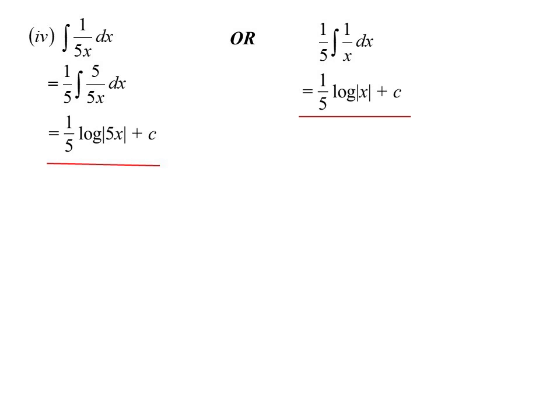Now the thing is, it's not an issue. Let me just show you here why. They are in fact the same answer. It just doesn't look the same. Because 1/5 log of the absolute value of 5x plus a constant, I could use log laws and rewrite that as 1/5 the log of the absolute value of 5 plus 1/5 the log of the absolute value of x plus a constant. But 1/5 log the absolute value of 5 is a constant number.